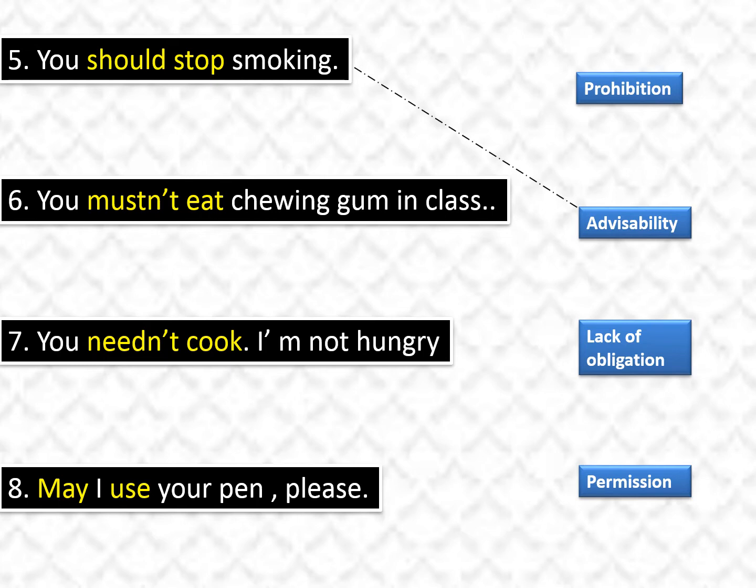You mustn't eat chewing gum in class. What's that? Good, yes, it is a prohibition. We use mustn't for prohibition. Now, you needn't cook. I'm not hungry. What's that? Lack of obligation, lack of necessity. May I use your pen, please? Yes, you ask for permission to use a pen. So, permission. Okay? Good.